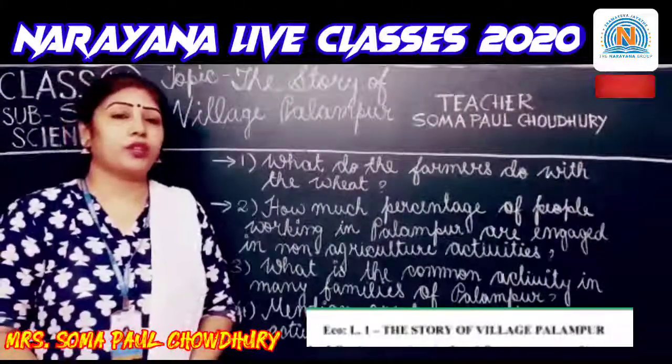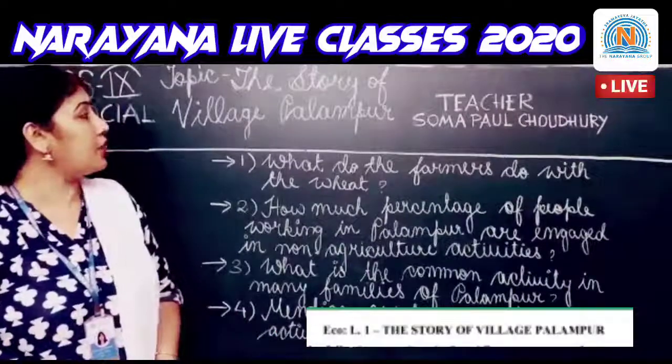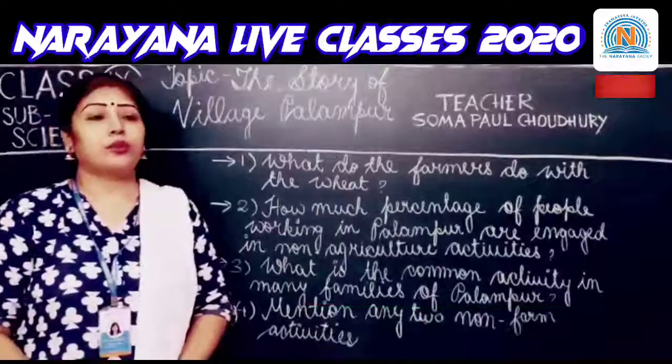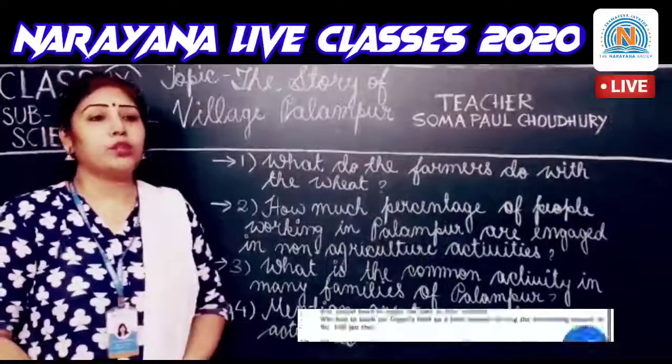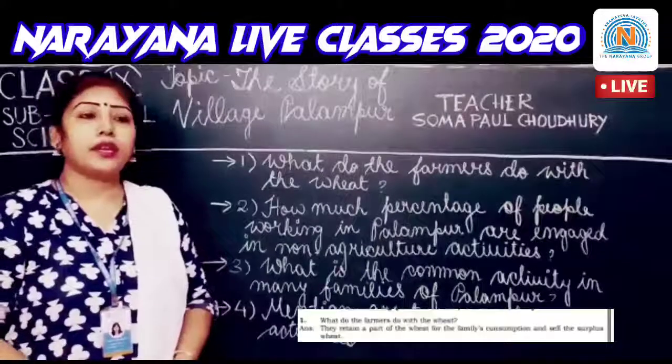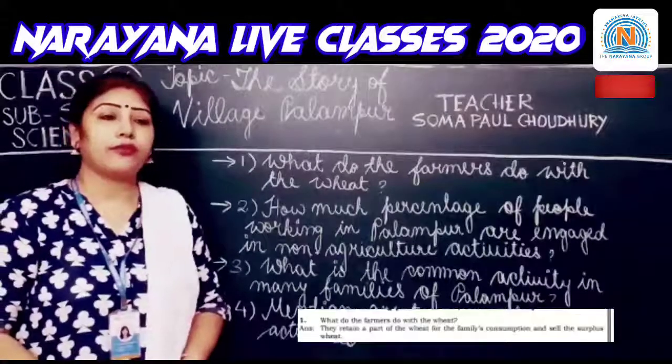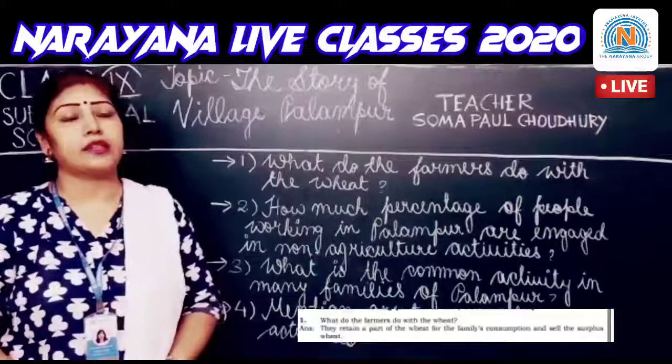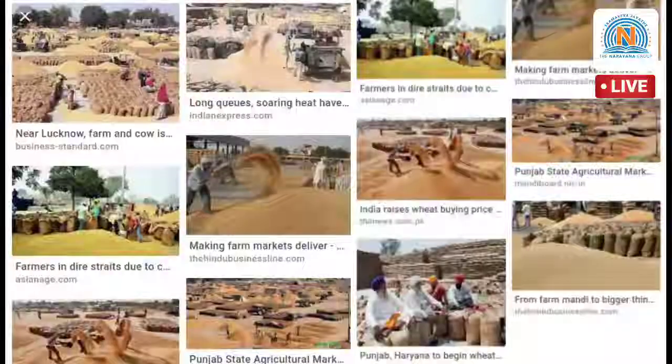And the topic which we are going to explore today is the story of the village of Palampur. So here we go with question number one. What do the farmers do with the wheat? So they retain a part of the wheat for family consumption and sell the surplus wheat in the market.